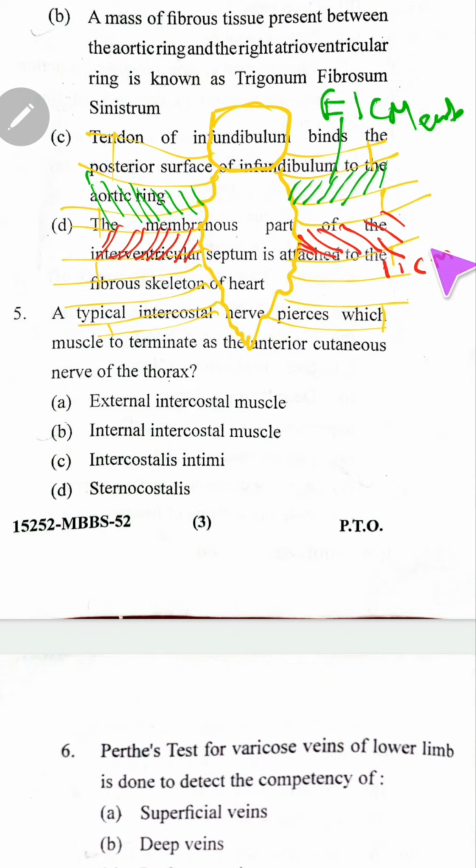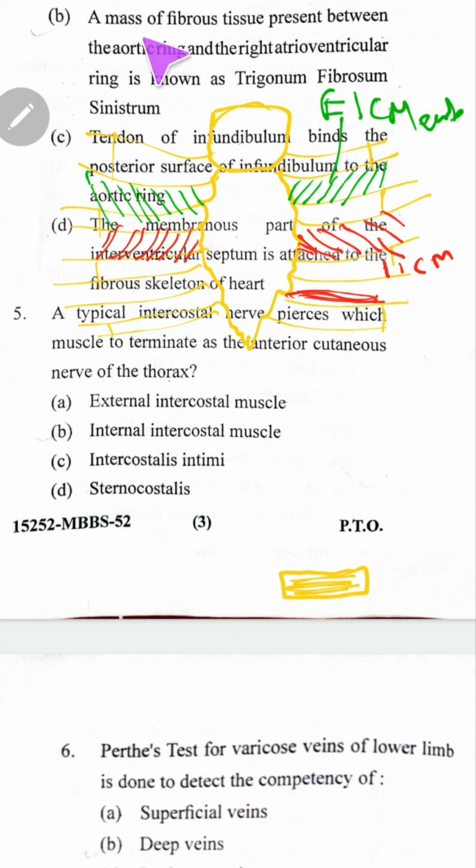And deeper to that, deeper to external intercostal muscle, deeper to internal intercostal muscle, you will not find intercostalis intimi. Rather, you will find the part of transversus abdominis, and that is called sternocostalis. So here you find sternocostalis running like this. And now to draw it in another view, this I'm drawing is like this. This is the sternum, right?